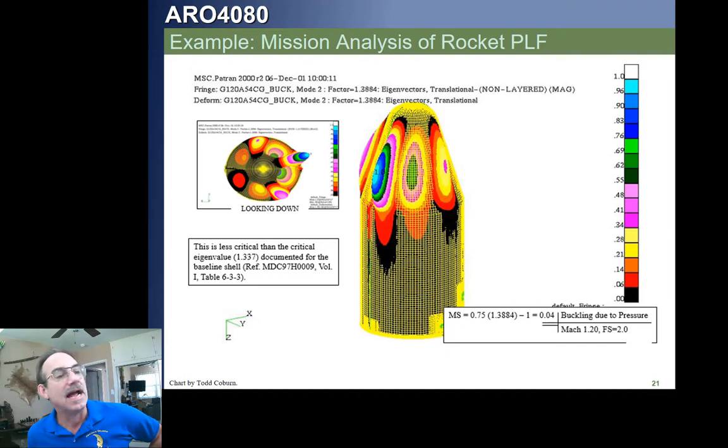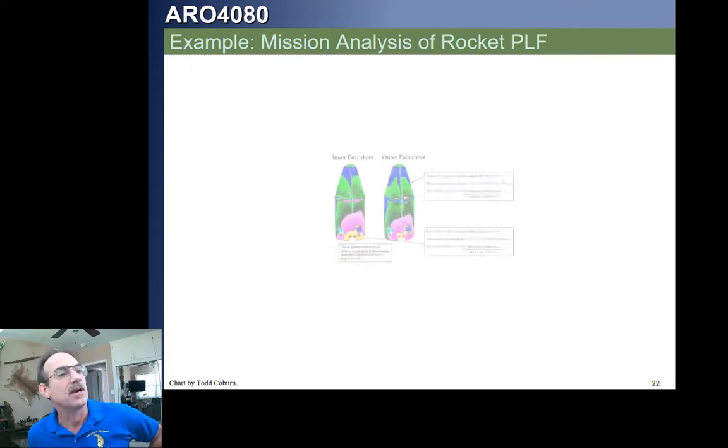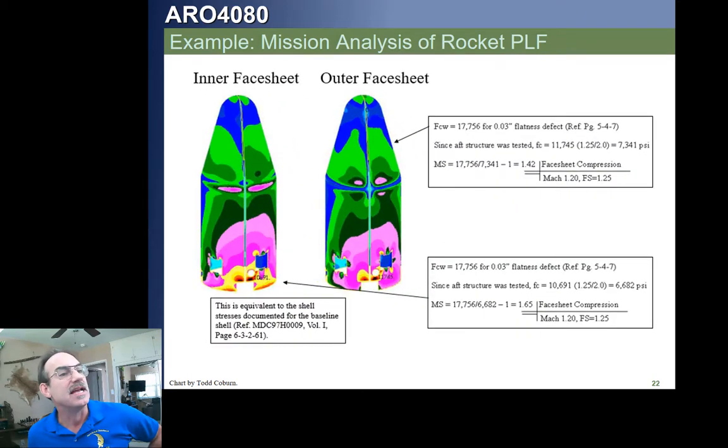Here's another eigenvalue analysis for one of the fairings showing critical buckling. This is for one of our customers. Here is a typical analysis showing the max compression throughout the structure and writing our margin of safety on max compression. You see what the stresses are and what the thicknesses are.